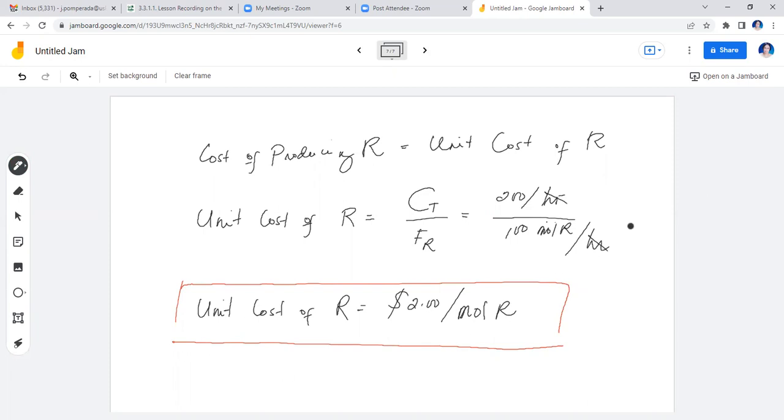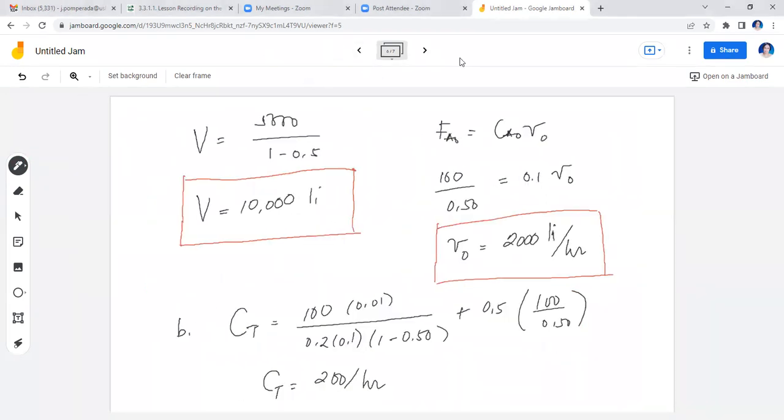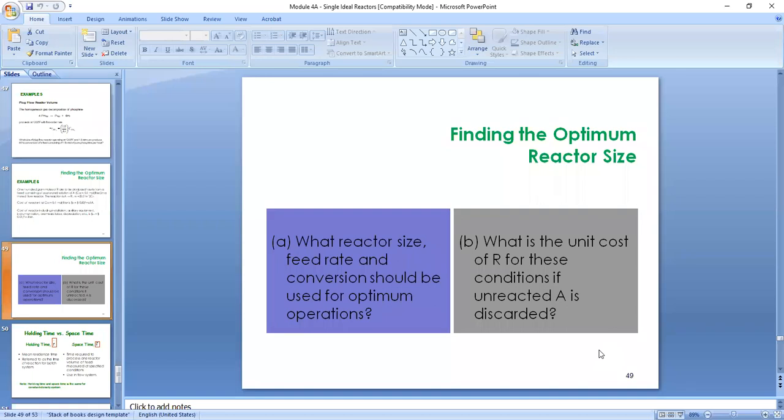Do you have any questions here? There's none? Okay. So I'll go back to our slide. And that's how we apply optimization to reactor design in its simplest way, only to illustrate the principles.